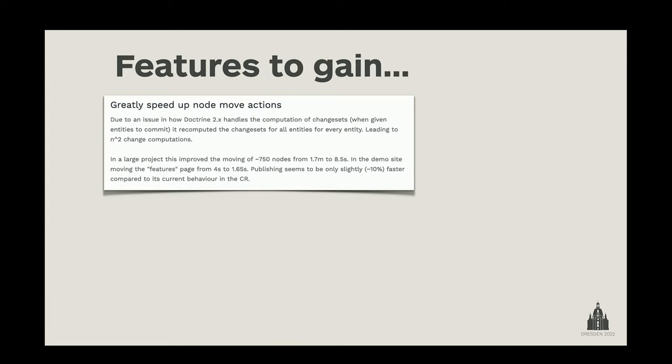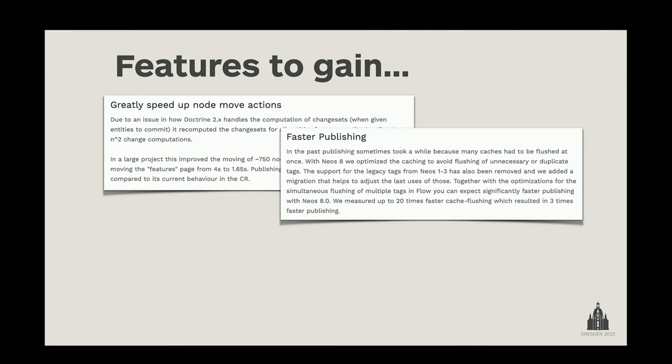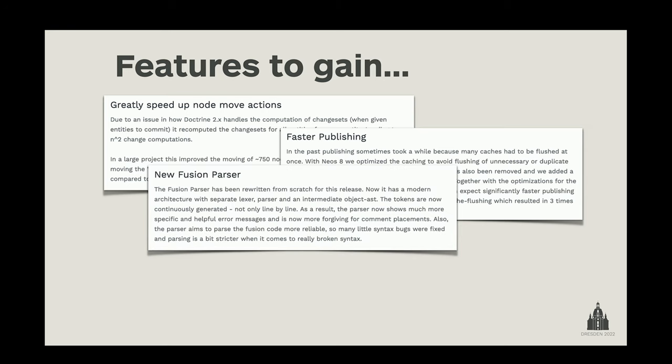So features, there have been a few features. Robert mentioned some of those in his keynote: speedier move operations, faster publishing. We have this new Fusion parser, not exactly faster, not slower, but a real pleasure for integrators and developers, because it gives you a lot better error messages, for example. It's more strict in parsing, but if it throws your Fusion back at you, you at least understand what's wrong with it, which could be hard to find out in the past.